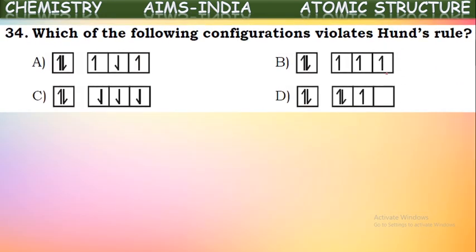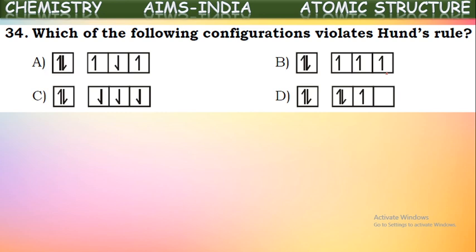Which of the following configurations violates Hund's rule? So they're asking which configurations are violating Hund's rule here. So what is Hund's rule? Hund's rule states that orbitals which have the same energy are called degenerate orbitals. According to Hund's rule, all the degenerate orbitals will be filled with a single electron first. Then only pairing in these degenerate orbitals will take place.